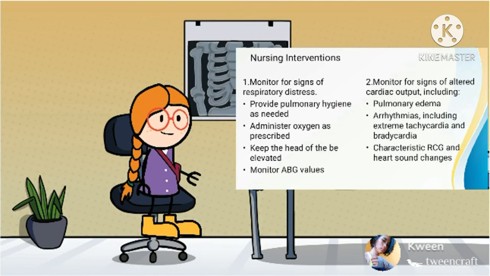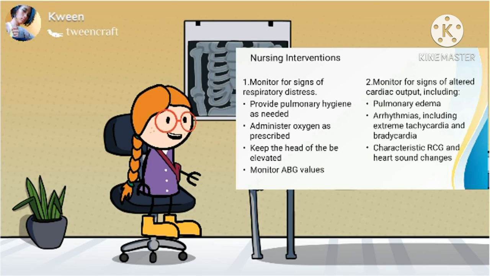We should provide pulmonary hygiene as needed, administer oxygen as prescribed, keep the head of the bed elevated to avoid orthopnea, and monitor ABG levels. Second, monitor for signs of altered cardiac output, including pulmonary edema, arrhythmias, including extreme tachycardia and bradycardia, and heart sound changes like crackles and wheezes.